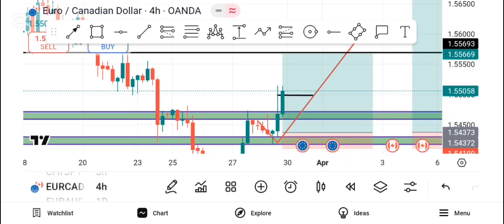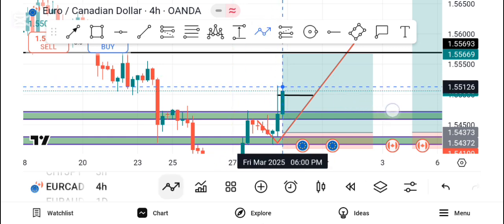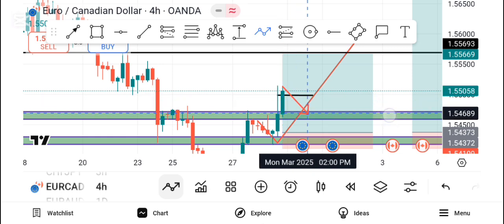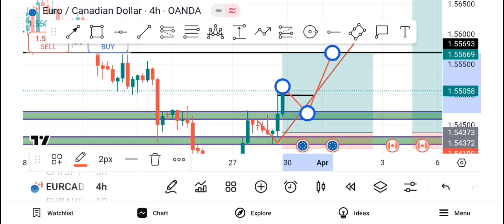Another entry, just simple. I've broken this 4 hour resistance level. So what do you expect? A retest. Then you can buy. But if it does not come for a retest, you let it go. Break and retest before you take any trade. It has broken, so wait for a retest, then you take the trade. But I think we might not see any retest.